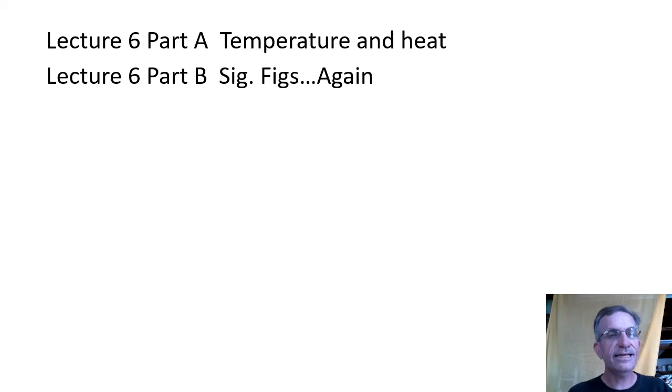All right, we're on to lecture number 6. In lecture number 6, it's going to be divided up into two parts. In part A, we're going to talk about temperature and heat. You might remember we talked about temperature a little bit in the 5th lecture, but I've got a little more to tell you about temperature and heat. And then in part B, oh my God, sig figs. You thought we were done with sig figs. Well, I've got one last thing to tell you about sig figs that we're going to go over in part B. All right, so let's get started in part A.